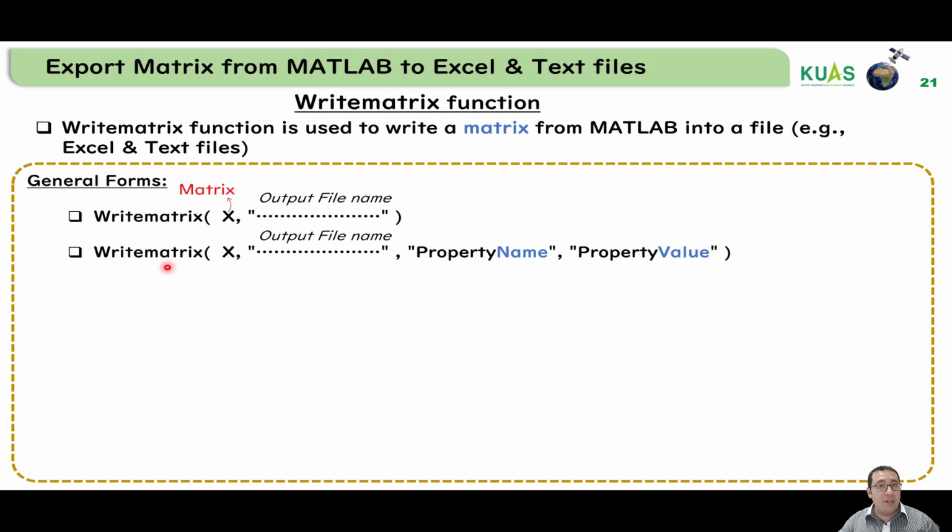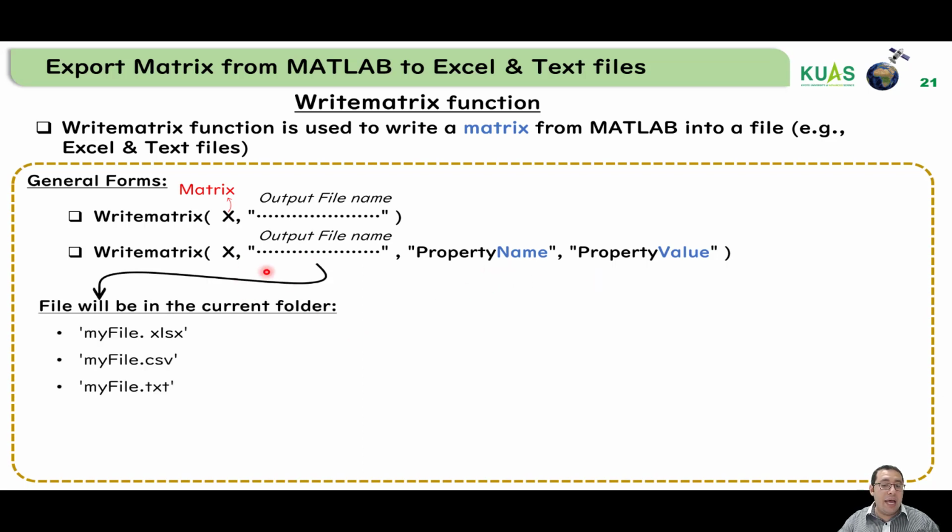Sometimes we have another general form, where we write the matrix X to the output file name, but we need to define some properties. Regarding the output file name, if we just put, for example, my file with an extension, such as xlsx for Excel, or .csv, which is the comma delimited file, or a text file with any separator like tab delimited, it will be saved in the current folder. But if you need to save this file in a different place, you should provide a full path for that.